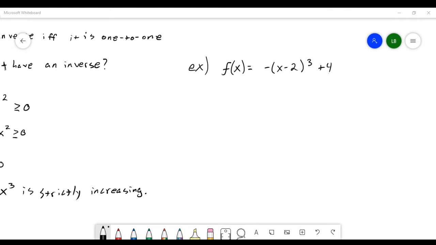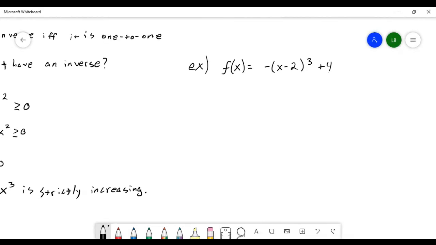Proving that it can inverse. I would argue that it is invertible. It can have an inverse. And then we want to show that using the derivative.